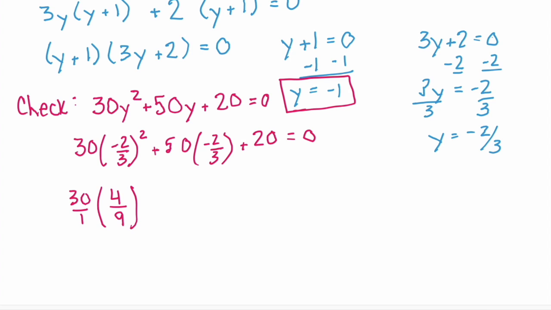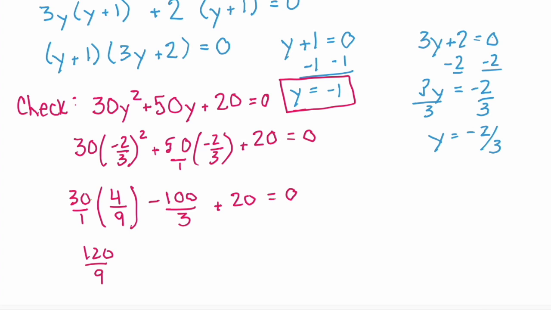And this middle term, 50 times negative 2/3, remember 50 is the same as 50 over 1. So we can multiply those together to get negative 100 over 3. And plus 20. We'll leave that alone for now. We're just going slow. Back to that first term, 30 over 1 times 4 over 9. Well, that would be 120 over 9, which then we're going to simplify.